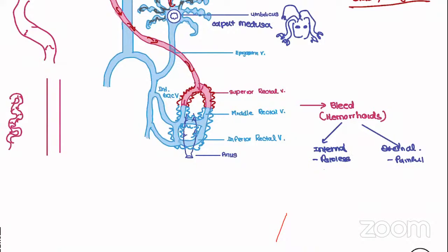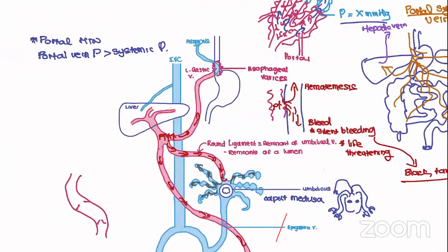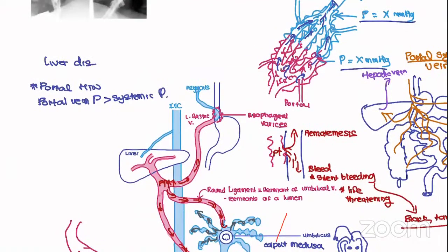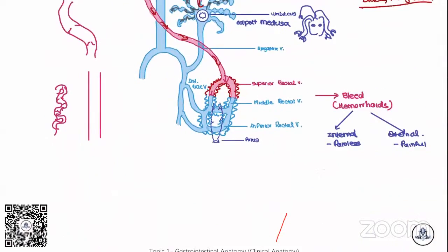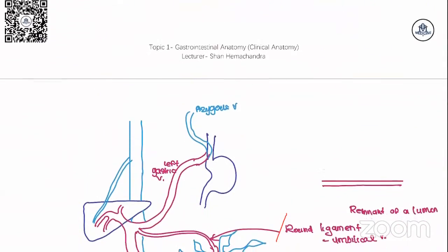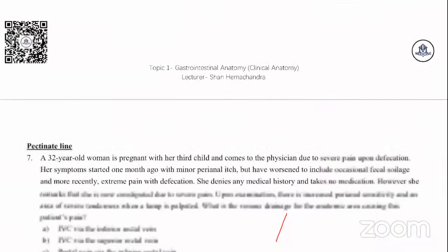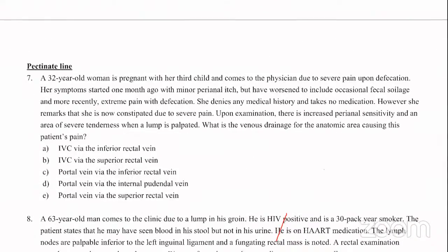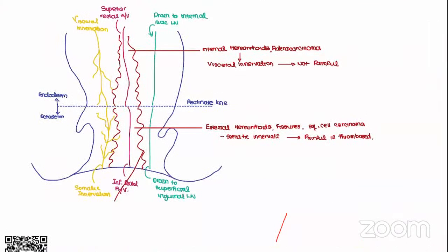Is that clear? This whole topic, portal hypertension, is under liver diseases. I'll be doing part of it. Prashant and Sasang will also do part of it. So, yeah, that's it for that. Let's go into the pectinate line. Another hard concept which we need to know. The pectinate line.